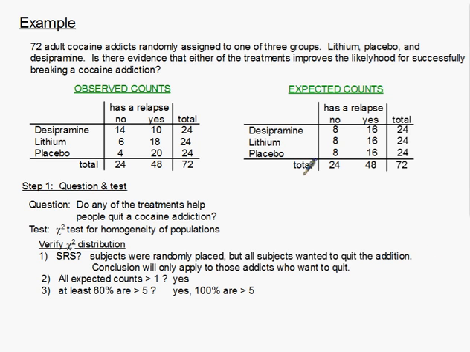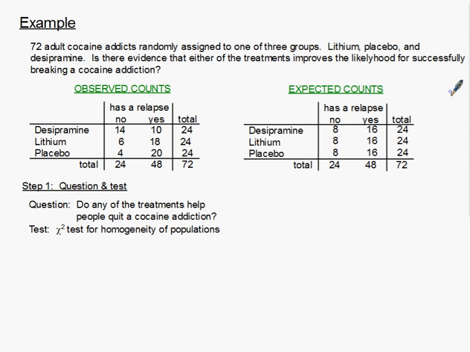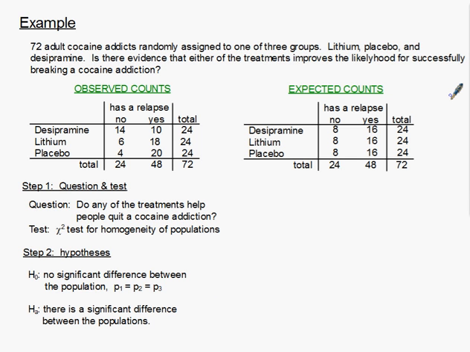And of course, the expected counts, 8 and 16, are bigger than 1, yes, and they're all bigger than 5, so no problem with that. Verified with that limitation due to it being a voluntary group. Our null hypothesis, of course, is that there's no significant difference between the populations. That taking the desipramine or the lithium really doesn't do anything. The alternative hypothesis is that there is a significant difference between the populations.